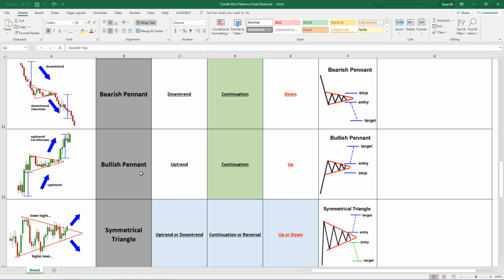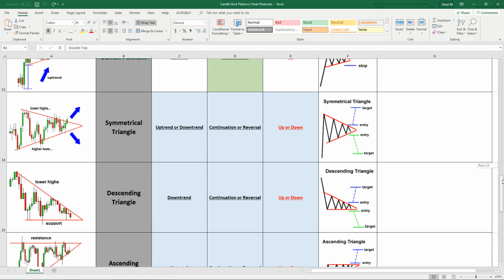Okay, this next one is a bullish pennant, and this forms during an uptrend. So you can see price is coming up, comes to this point and starts getting trapped in what we call a bullish pennant. And the next move we're predicting is up. So this forms in an uptrend, it's a continuation pattern, and the next move was up. So again, same thing, stop loss here, entry here, target up there.